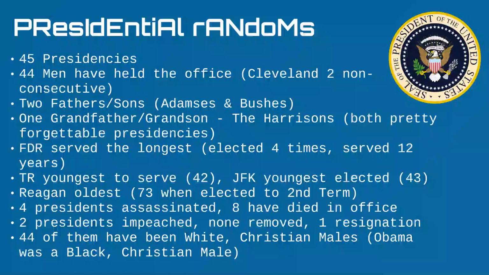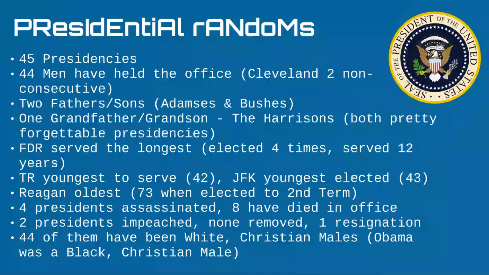Franklin Delano Roosevelt served longer than any other president. He was elected 4 times. Now remember, that was during the Great Depression and World War II. And then he served for 12 years and passed away due to natural causes very early on in his 4th term. Teddy Roosevelt was the youngest to serve at 42. JFK was the youngest elected at 43. How did that happen? Well, Teddy Roosevelt was not actually elected at 42. He was the vice president, and then William McKinley was assassinated, and he became president.